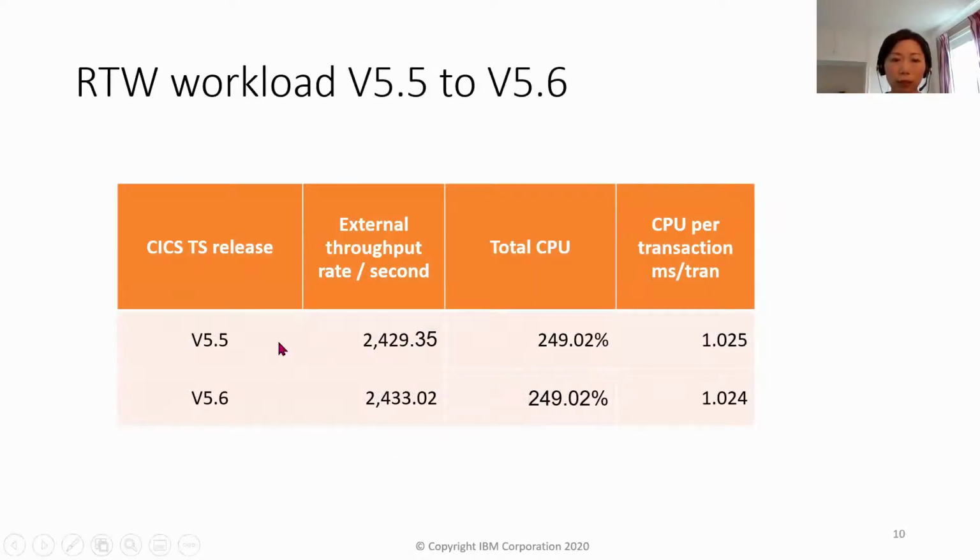Looking at the 5.5 and the 5.6, for this type of workload, we drive the throughput up to 2,429, and for the 5.6, we drive it to very closely 2,433 transactions per second. And the total CPU consumed is very close, really quite identical. So again, we are quite confident that for this kind of thread-safe Db2 access workload, the 5.6 would not degrade the existing application.